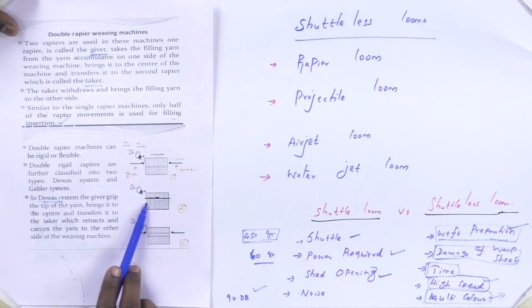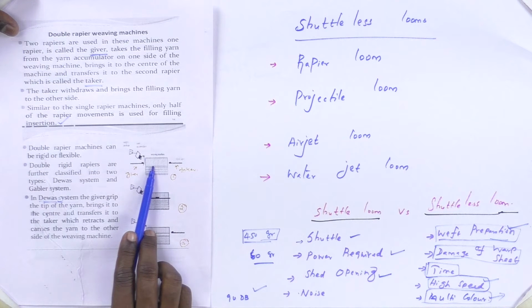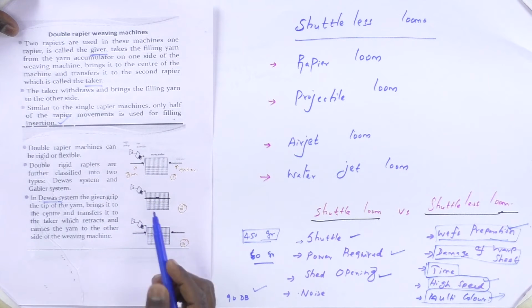In the second diagram, the giver moves half of the distance and the taker also moves half of the distance. Both are joined here, and the weft is transferred from giver to taker. The taker receives the weft yarn here, and the weft yarn is carried forward by the taker. Then, in the third diagram, it comes to its original position after inserting the weft yarn.